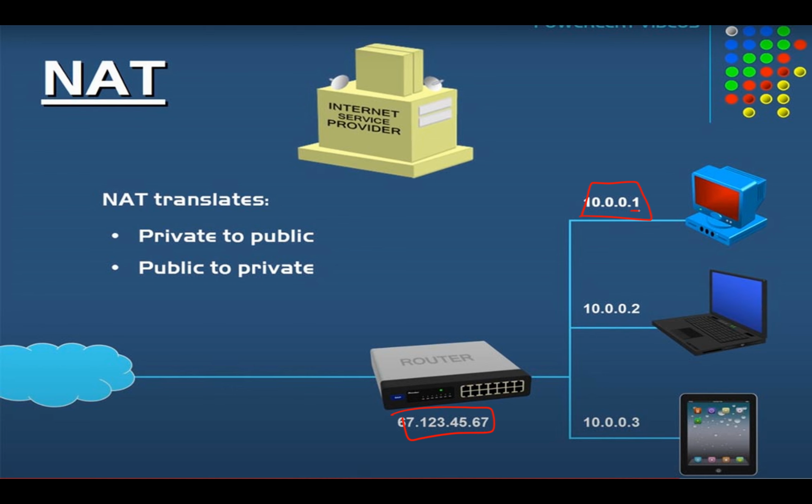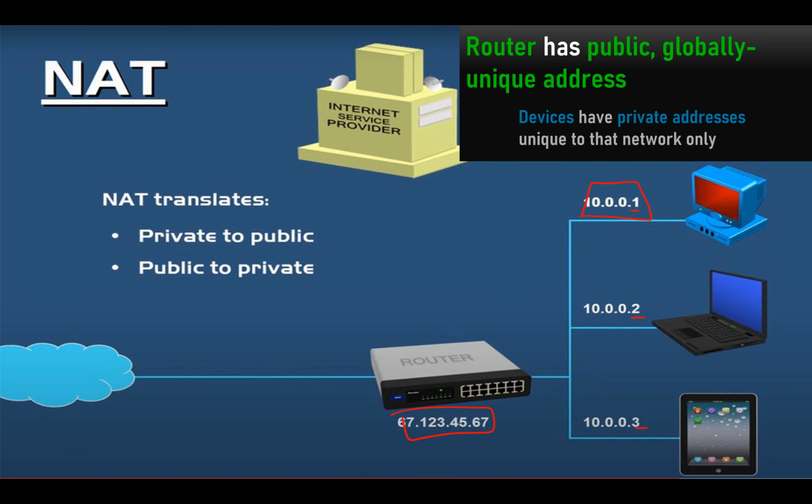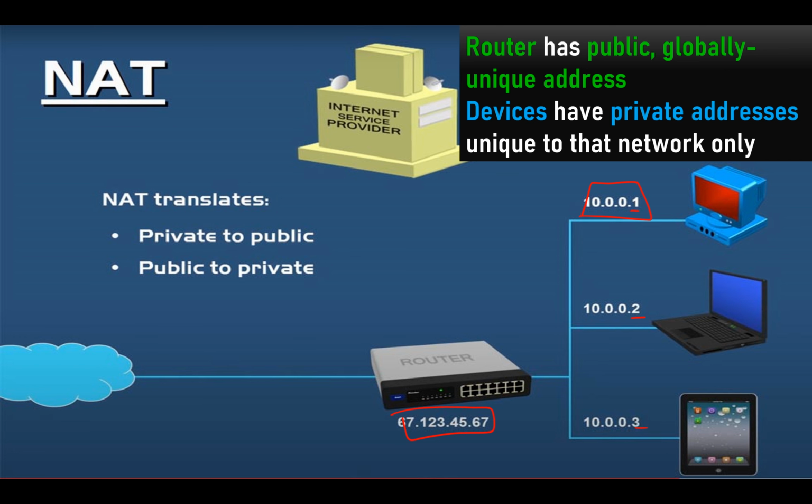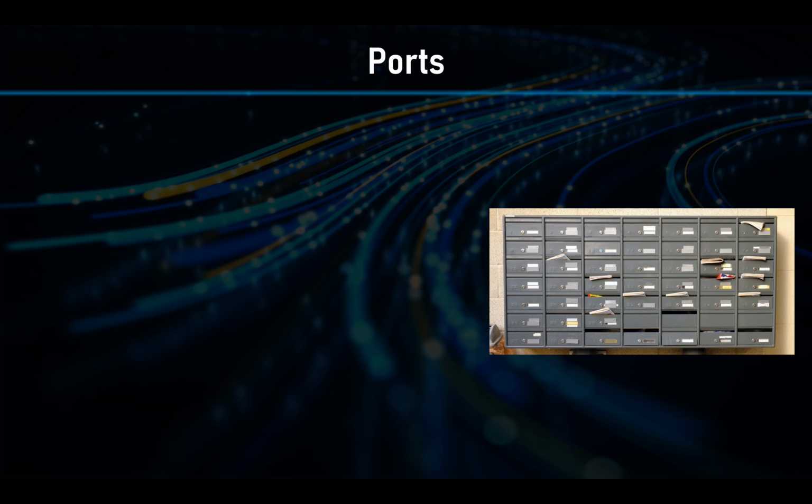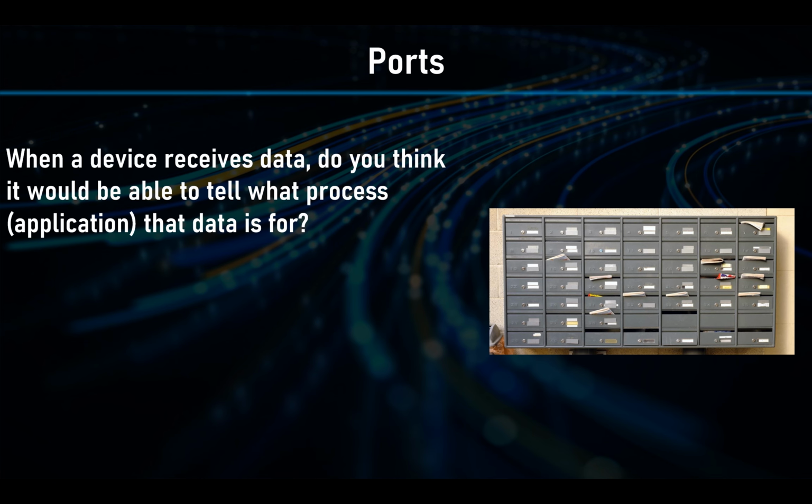And of course, if you note, even though they're starting the same, this is obviously device ID 1, device ID 2, device ID 3. So again, the router has a public globally unique address, and the devices have private addresses that are unique only for that network. Actually, when we're talking about NAT, NAT is going to make use of ports.